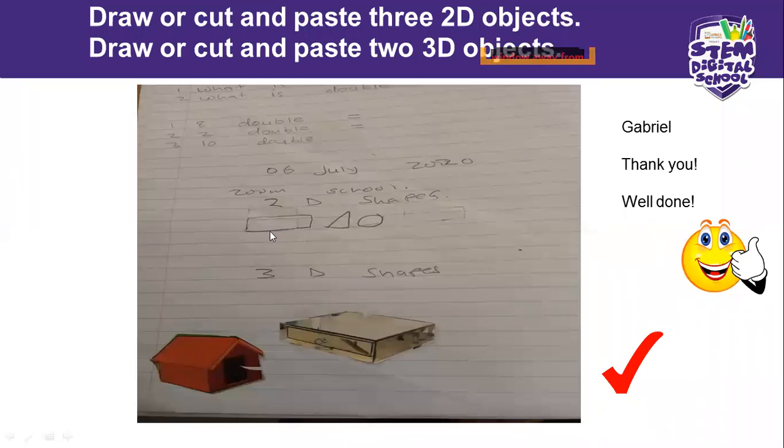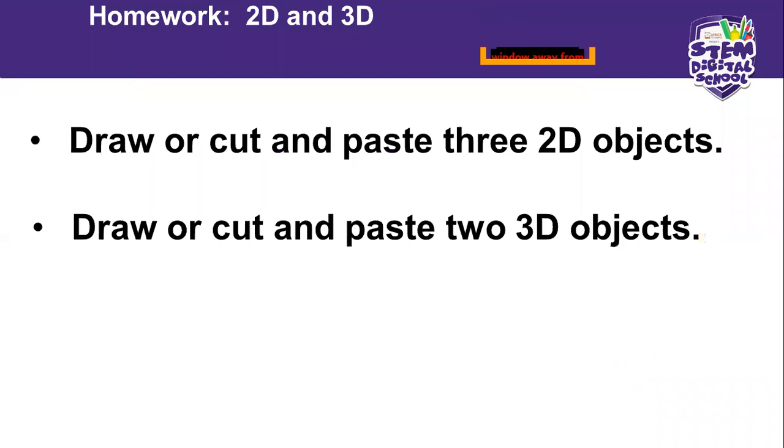Do you still remember what this shape is? Yes, it's a rectangle. And then the second one there, what is it? Anyone who still remembers? I know you do. It's a triangle. And the third one, it's a circle. Well done.